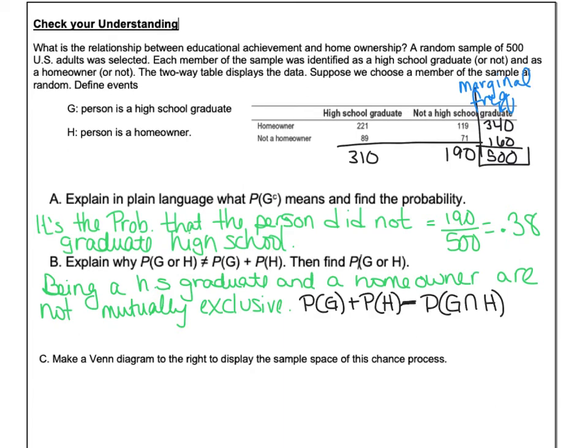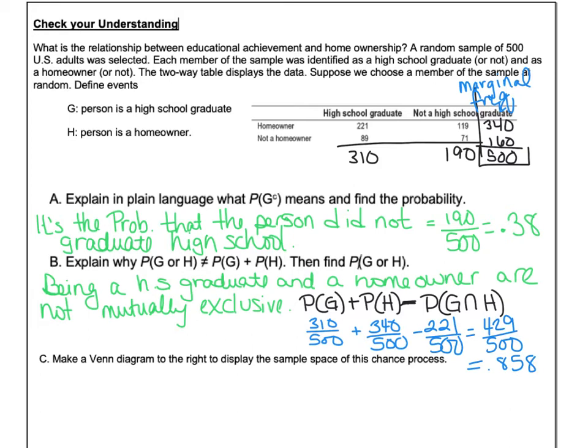So mathematically, we can see the probability that you're a high school graduate was 310 out of the 500 sampled. Probability that you're a homeowner, that total marginal frequency is 340 out of 500, but we've got to subtract the overlap, also known as our joint frequencies. So probability of G intersected with H is this value right here, where the two intersect. So 221 out of 500 needs to be subtracted. So let's see what that equals. Toss those numerators in my calculator would be 429 out of 500, which is 0.858.